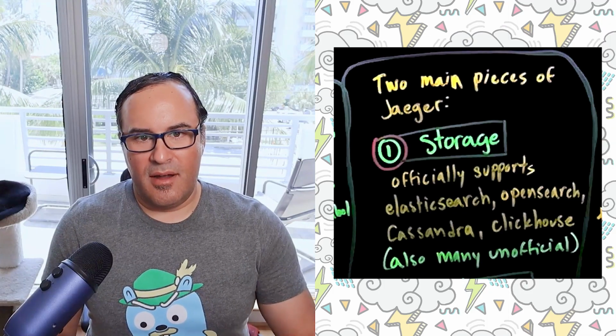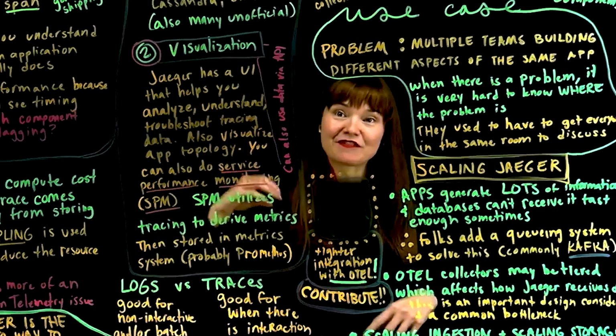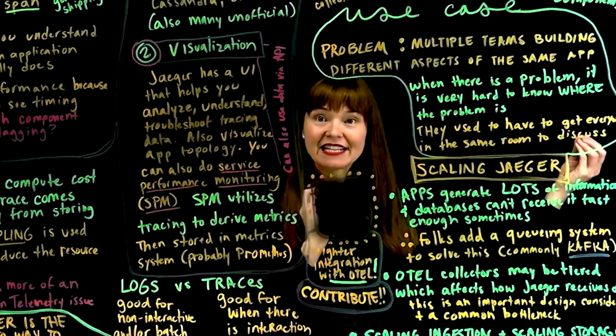So the first is data storage. So when the data comes into Jaeger, Jaeger then stores that into a database or what we call a backend. It's basically a data storage system. Okay. One thing Jaeger is doing is receiving the data from OTel and then putting that data into storage.